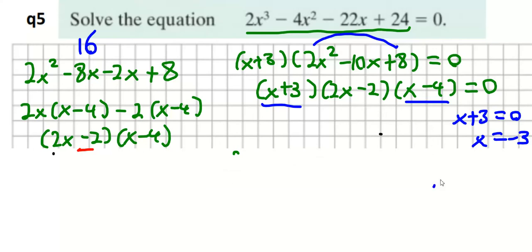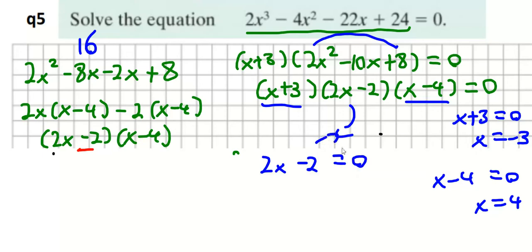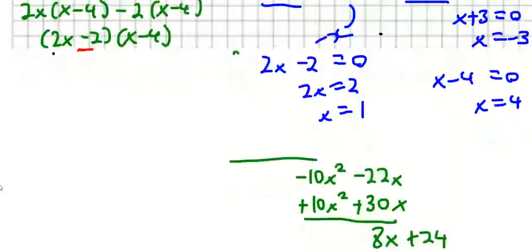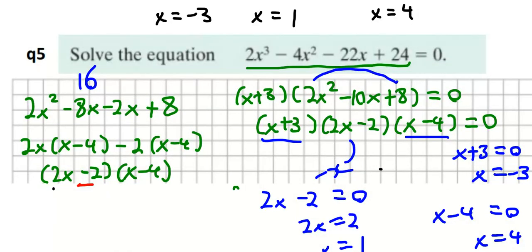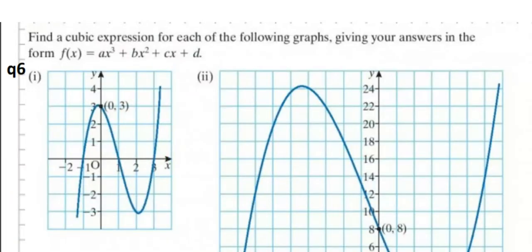Yeah, so 1 second. And then what about the last one here? 2x minus 2 equals 0. 2x equals 2. x equals 1. There's all 3 answers back out again. There was a bit of work on that, to be fair. Right. Let's keep going. 6. All right, guys.